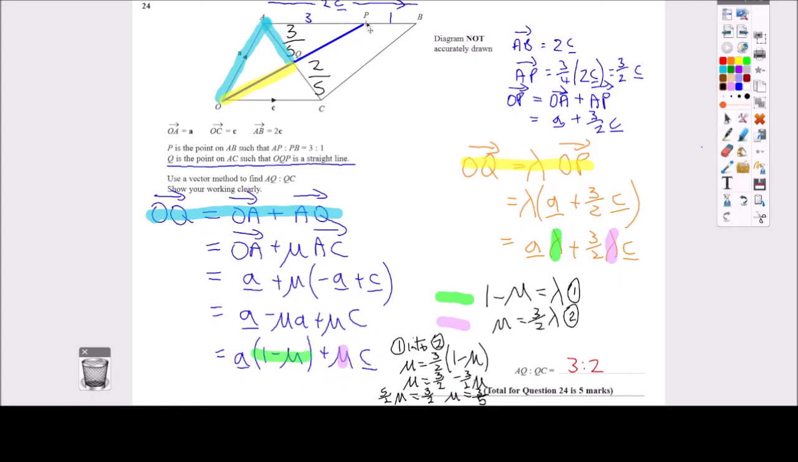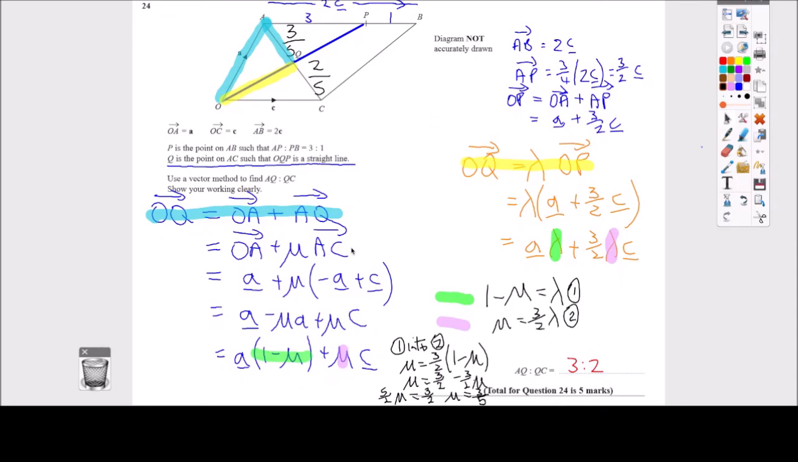Now that we know A to P, we can also work out what O to P is, that we're going to need later. O to P is O to A plus A to P. So that's A plus what we've just worked out for A to P, which is 3 over 2 C. So O to P is A plus 3 over 2 C.